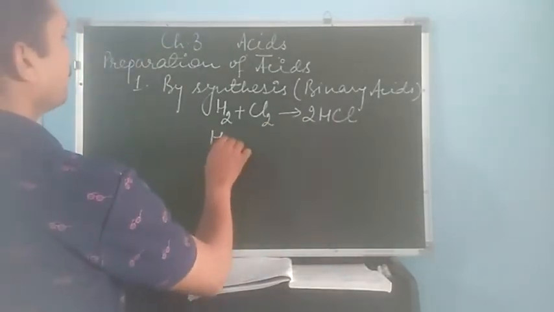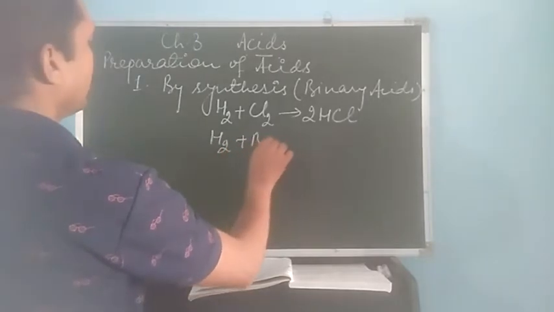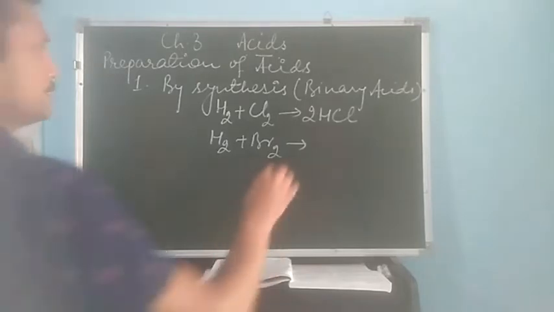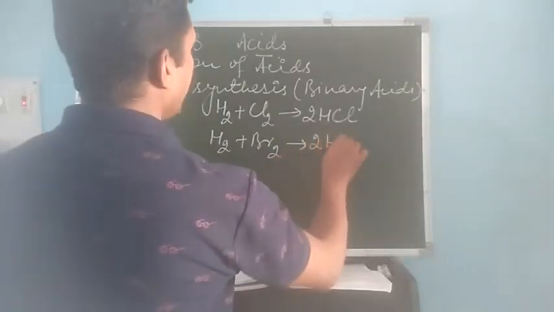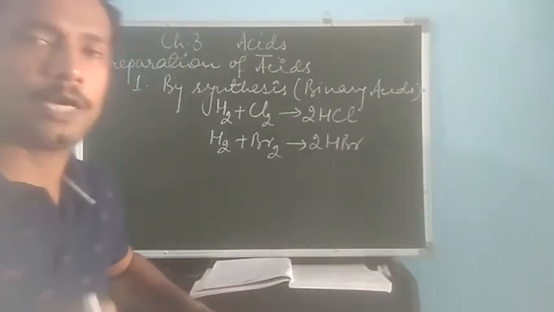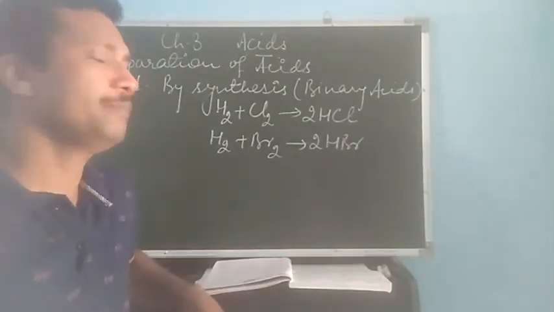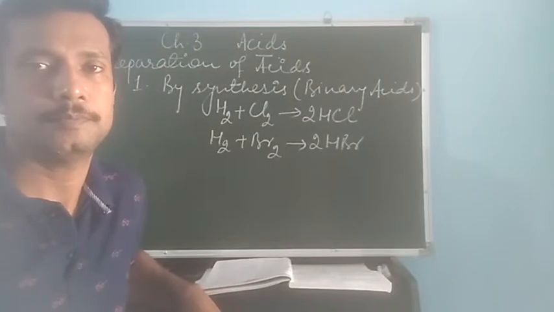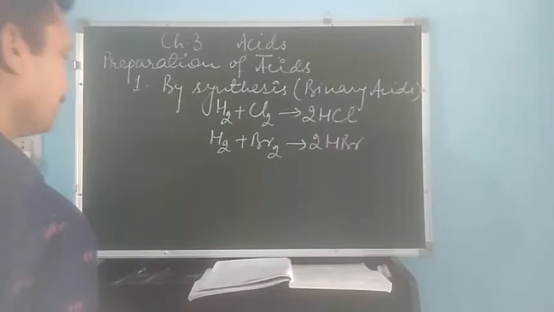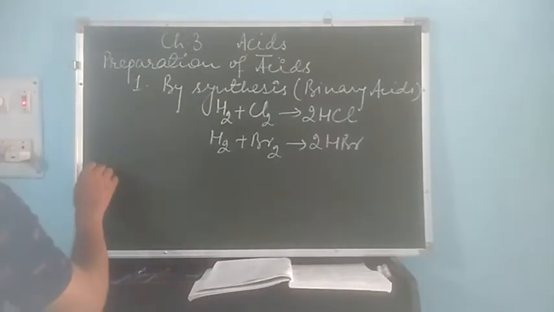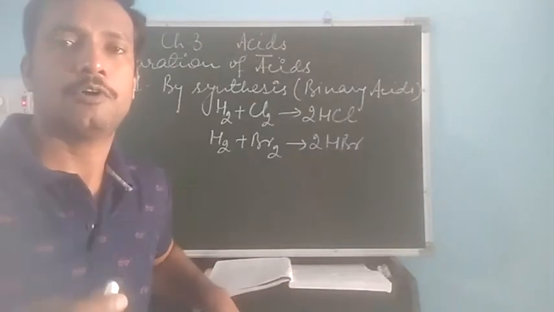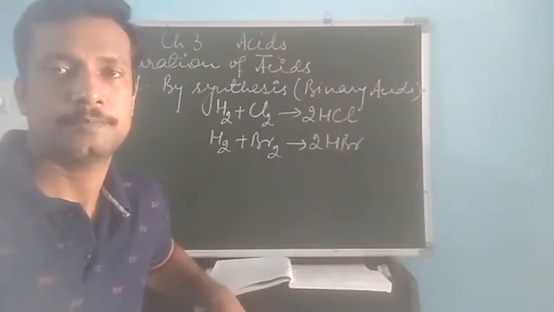Second, we can also prepare by taking hydrogen and bromine, and this will give hydrobromic acid. Similarly, hydroiodic acid can also be prepared using this method. So this is the first method to prepare. Coming to the second method, which is by the action of water on acid oxides.